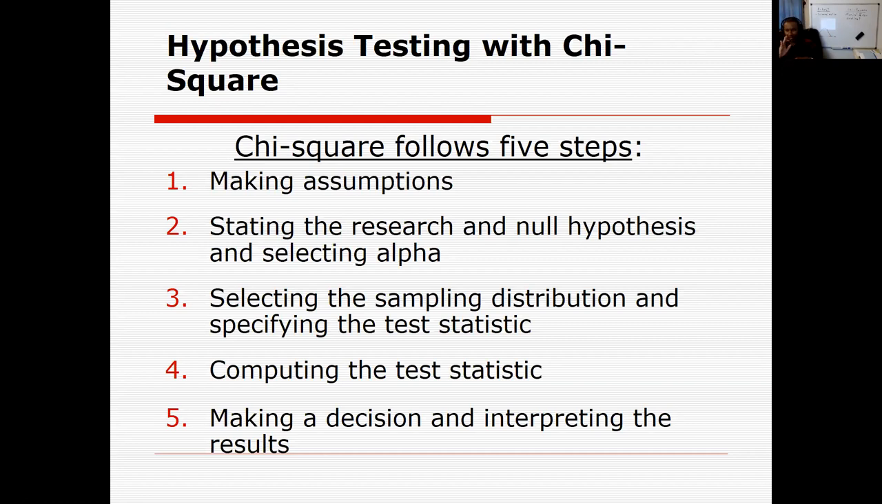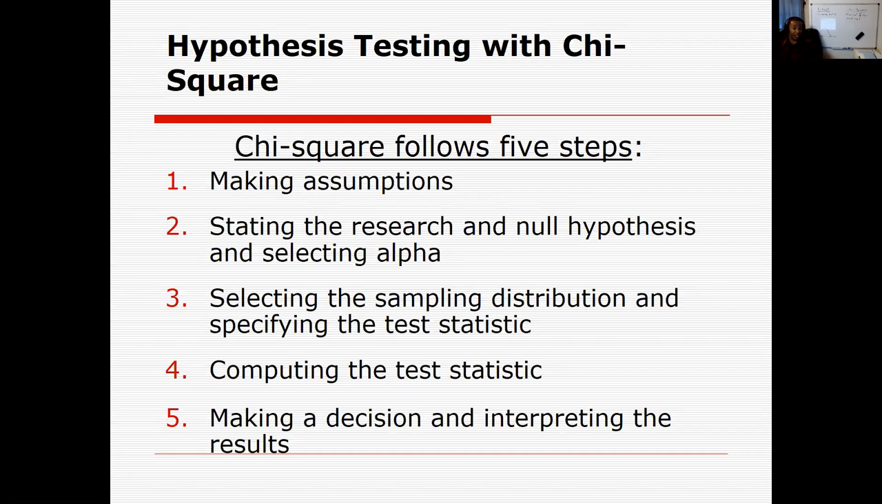Step number three, you select the sampling distribution and you specify the test statistic. Now, when we were doing the t-test, we were using the t-distribution and we were calculating the t-statistic, okay? When we're doing the chi-square test, we are selecting the chi-square distribution, and we're going to specify the chi-square statistic. In case you're wondering if you read the book already, it's not pronounced chi-square, it's pronounced chi-square.